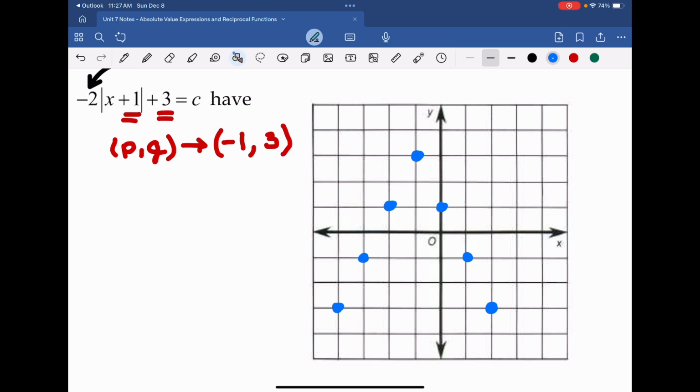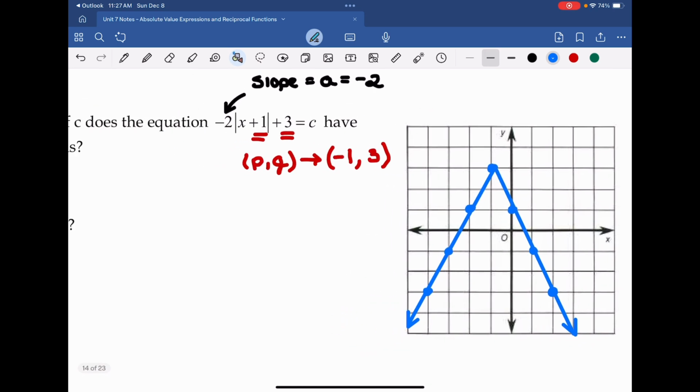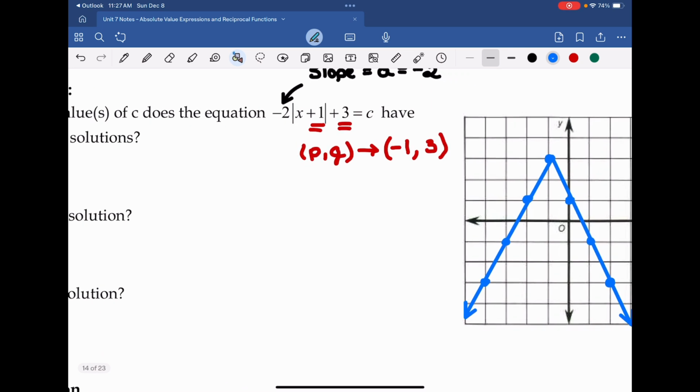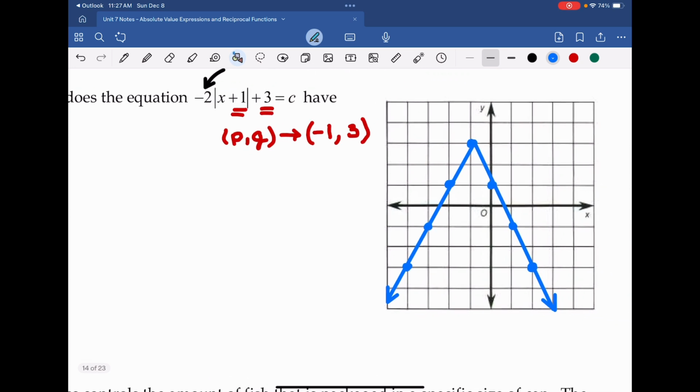Perfect. Now that we have our original graph, I want you to draw a connecting line through it with arrows on the end. There we go. So here's our graph. Now what we're going to do is sketch in the following scenarios. They said, what value of c would make it so that there are 2 solutions? Well, it's going to be any value that is going through this blue line and through both sets of blue lines at the same time.